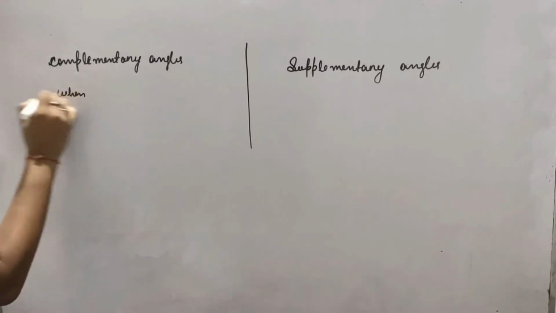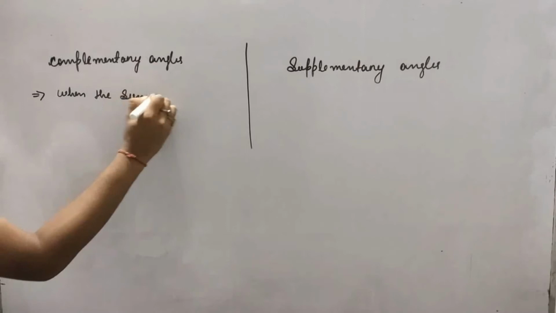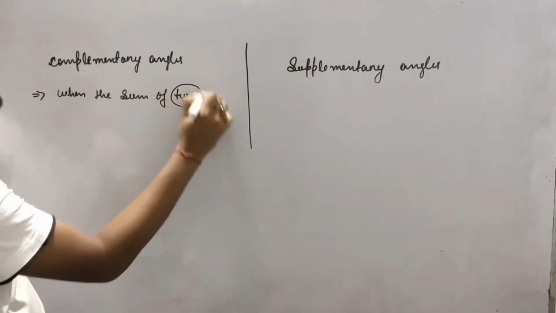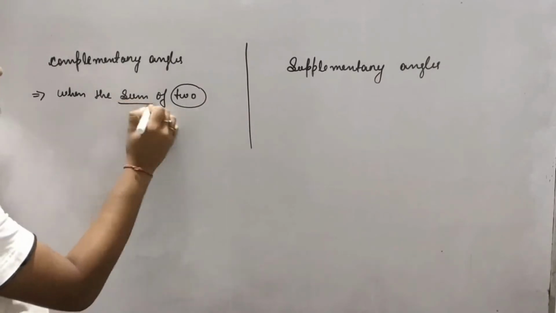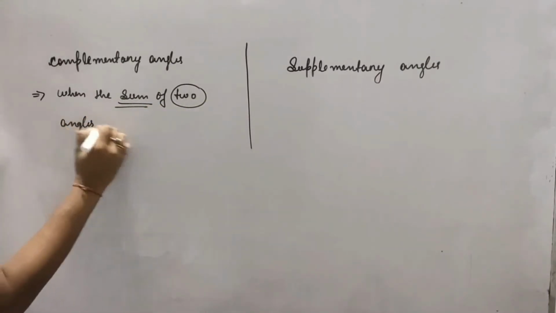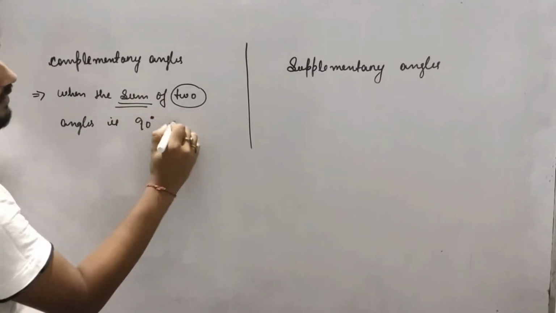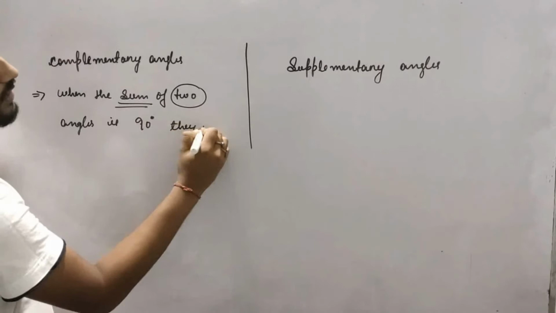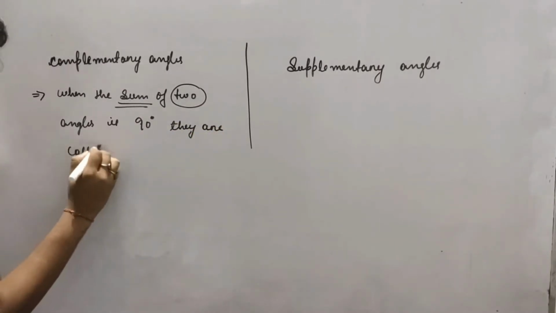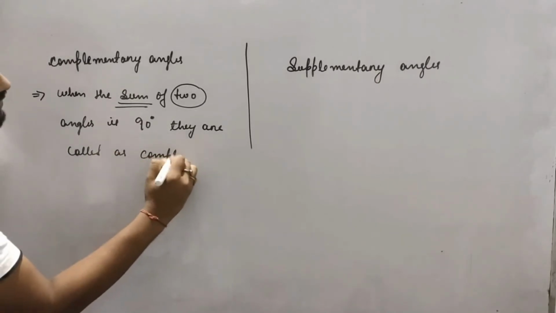When the sum of two, remember this word. Okay, when the sum of two angles is 90 degree, they are called as what? They are called as complementary angle.